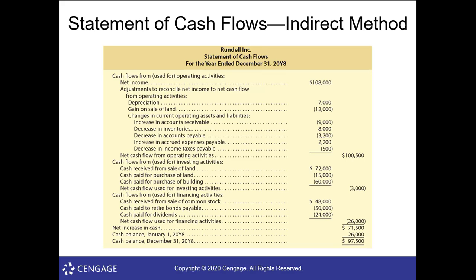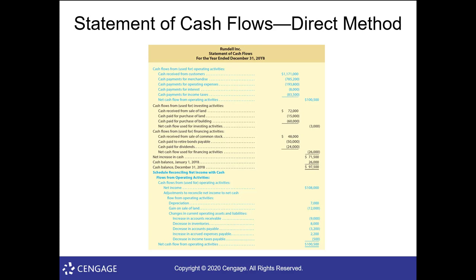The difference between this and the direct method is the direct method would have calculated the net cash received from customers, the cash payments for merchandise, for operating expenses, for interest and taxes. We still would have come up with the positive $100,500 in net cash flows from operating activities. The investing and financing is the same. And that's it. Okay.